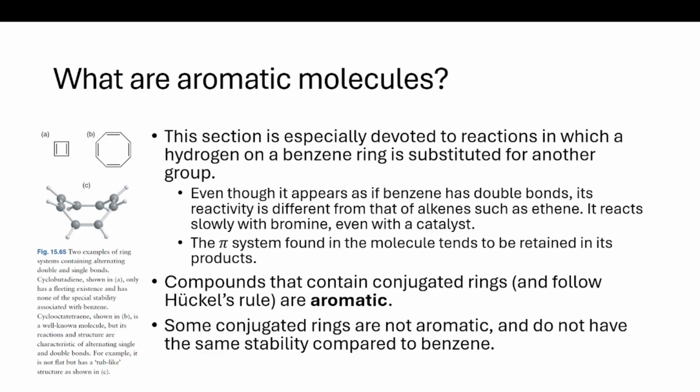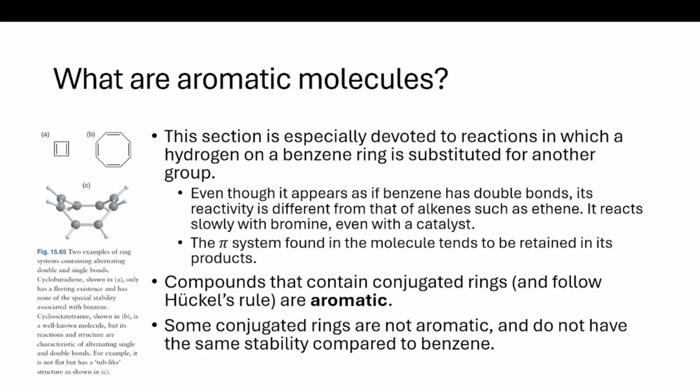Alright, going on, I forgot to put the solution there, but going on, we're going to talk about aromatic molecules. This particular section is going to be specifically devoted to reactions where we have some sort of hydrogen on a benzene ring that's substituted for another group. So benzene is pretty much a hexagonal compound that has a delocalized pi electron system. And although it appears as if it has these isolated double bonds, like for example these other cyclic compounds, its reactivity is different due to pi conjugation.